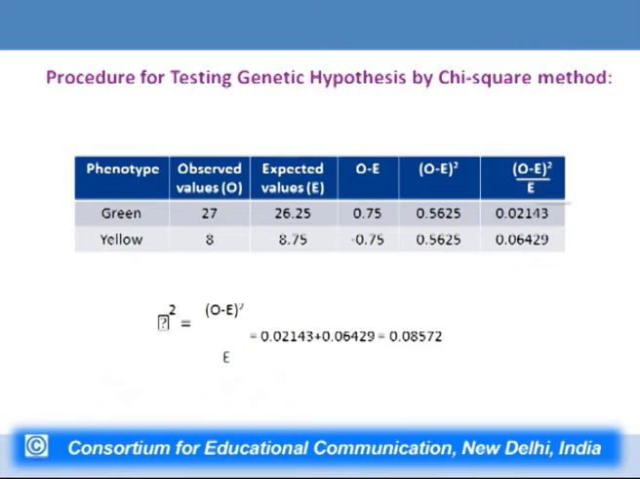The minus sign does not make a difference because in the next step we are going to square these values. So, (observed minus expected) whole squared for green is 0.5625 and for yellow it is again 0.5625. The final value which we obtain for (observed minus expected) squared divided by expected value is 0.02143 for green and 0.06429 for yellow. So, the total value of chi-square for this experiment is the sum of 0.02143 and 0.06429, which comes up to 0.08572.